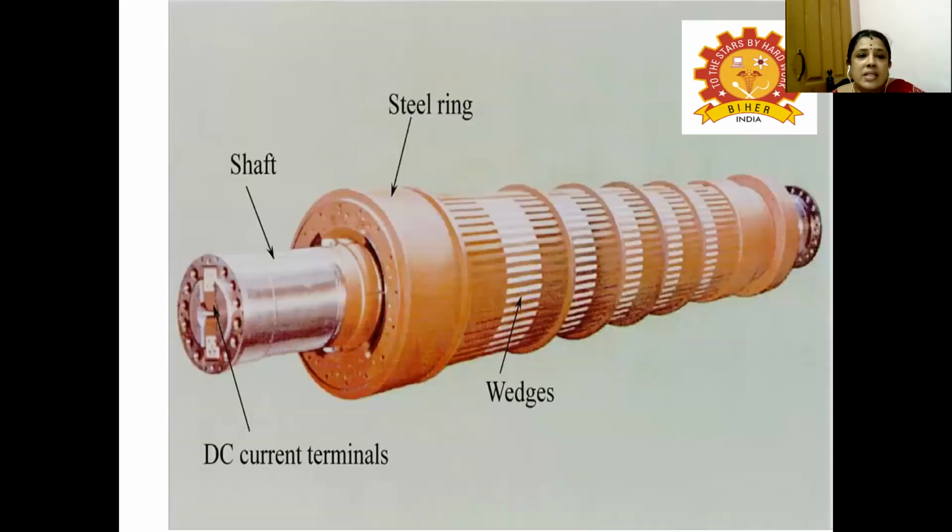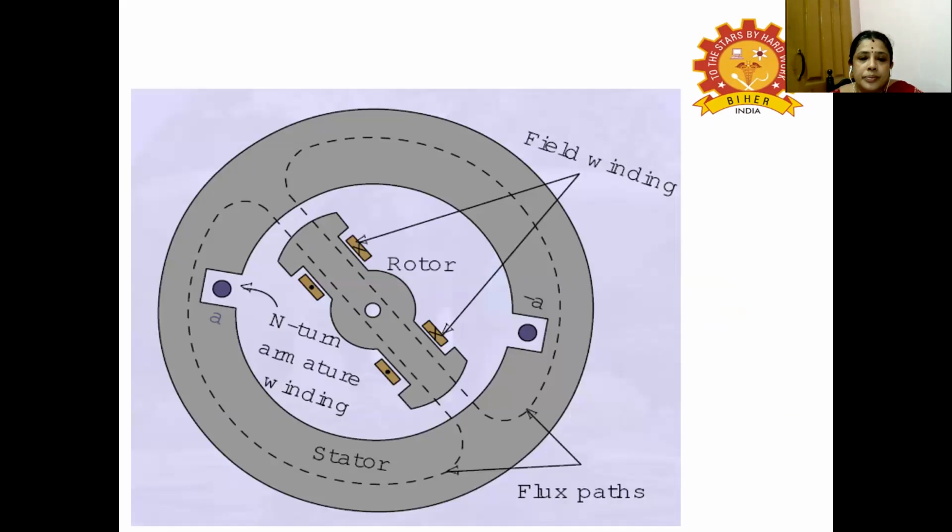This is the steel shaft with the DC current terminals, and these are the wedges. Field winding, rotor, end turn, armature winding, stator, and flux path.